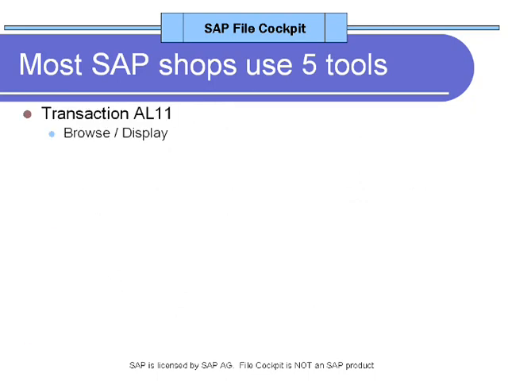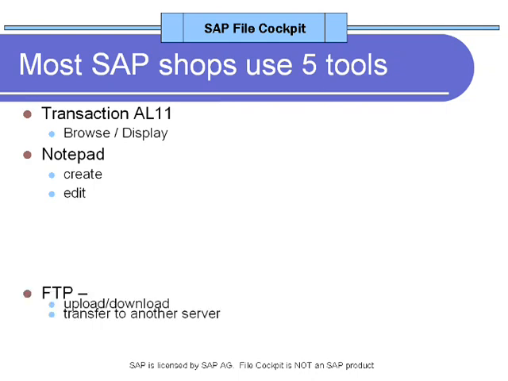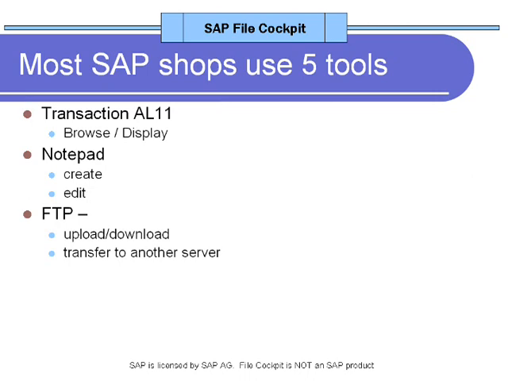Here's the thing. Most SAP shops use 5 tools to manage their files. Transaction AL11 in SAP is what they use to browse and display the files. Notepad is used to create and edit new text files. FTP clients are often used to upload and download files from the SAP server, which require their own access, their own logons, and are often needed to FTP files outside the company.